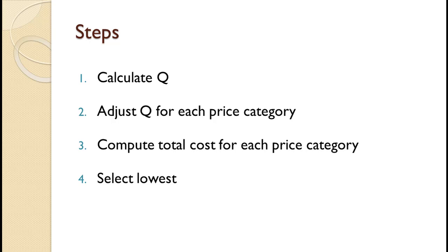Third, compute the total cost for each price category. A very common mistake that I see students make is computing total stocking cost rather than total cost. You cannot make the decision based on total stocking cost. After all, that ignores the very cost we are concerned with. Fourth, make a decision by selecting the lowest total cost.